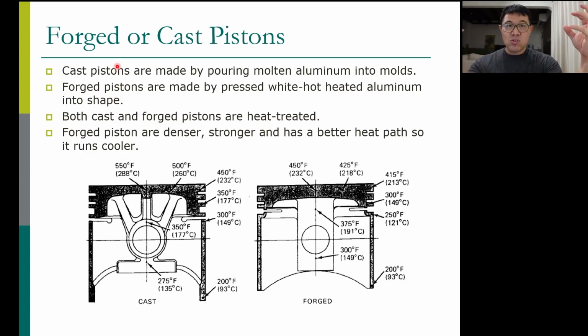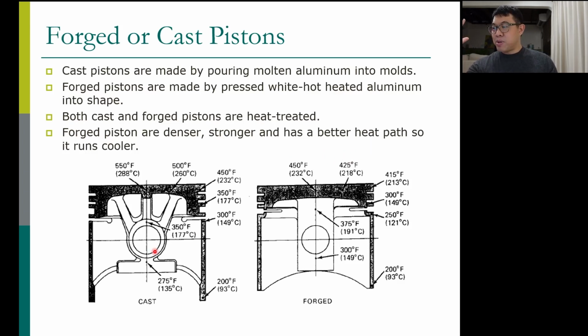heat the whole piece of aluminum so that it has the same temperature, which is difficult. You have to use electricity to do that, not burning fuel in an oven. You cannot use that. So forged pistons are denser because they have fewer bubbles. It's stronger. It has a better heat path. It can conduct heat better.